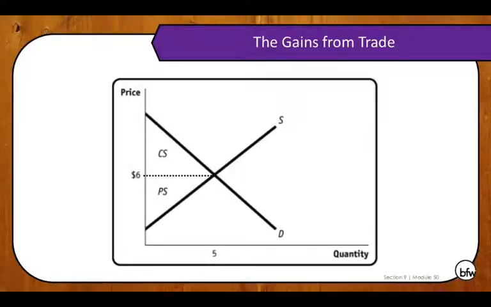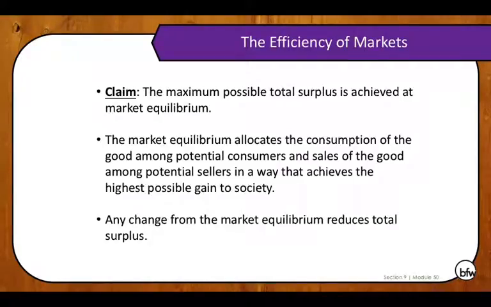This then begins to show us why markets are efficient. The claim in a market economy is that the maximum possible total surplus is achieved at market equilibrium. The market equilibrium allocates the consumption of the good among potential consumers and sales of the good among potential sellers in a way that achieves the highest possible gain to society. And any change from the market equilibrium will reduce the total surplus in the market.